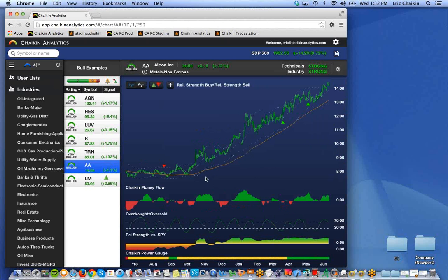Alcoa, another stock that has had all of those patterns. If you just left it in your portfolio, when the stock started to become bullish here in April, it's a nice core portfolio position. All those other things we've been talking about.